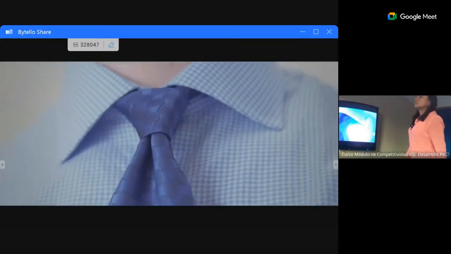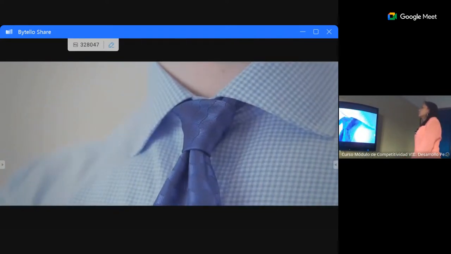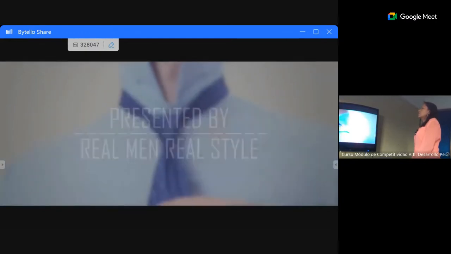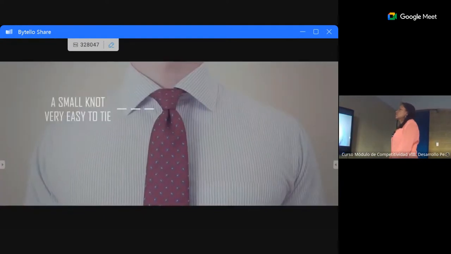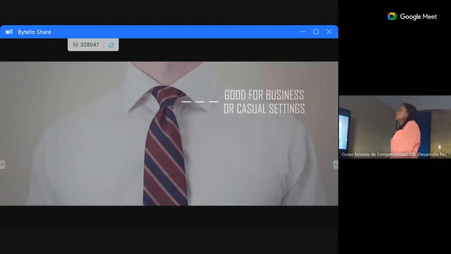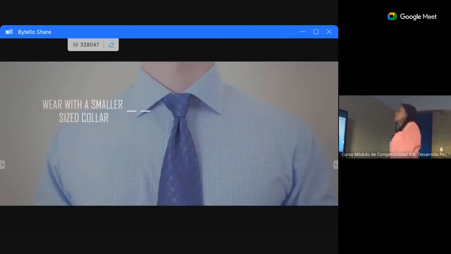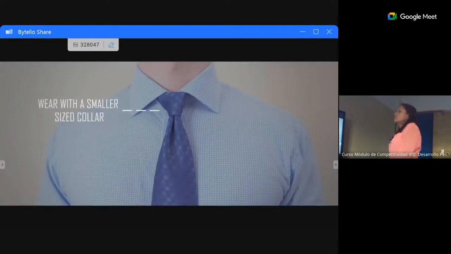What am I talking about? It's very simple, easy to run. It's a smaller size, and therefore it's perfect for a man of modest proportions. The main characteristics of the Oriental are: one, it's a small size knot, so it's very easy to tie. Two, it will work well for both business and social events. Three, this knot works best with smaller collars, and if you're going to go for a particular collar style, a point collar is recommended.